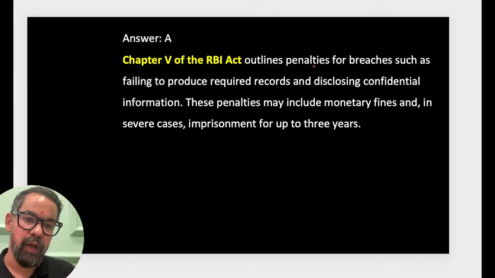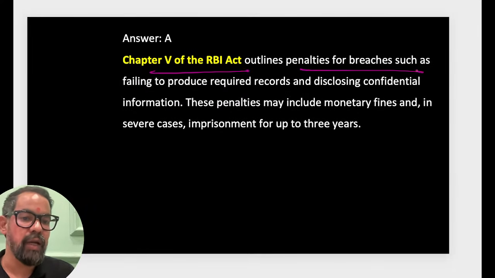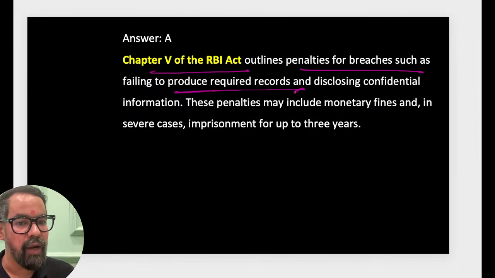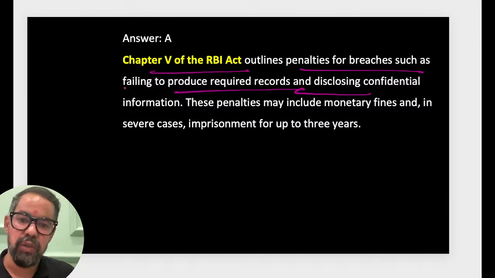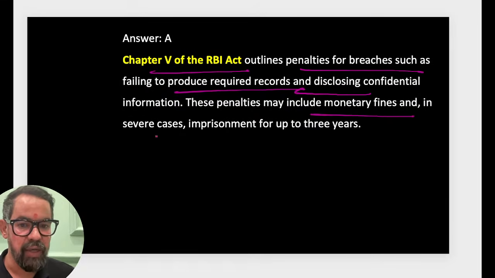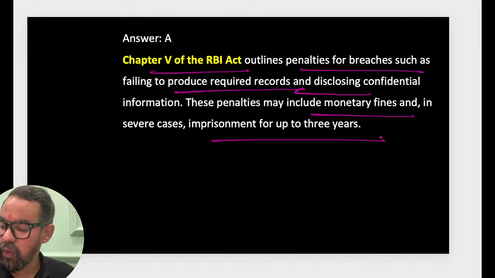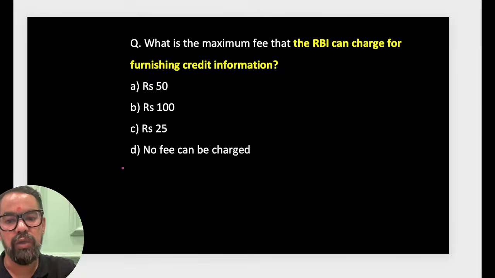So the outline, when it comes to Chapter 5 of the RBI Act, outlines the penalties for breaches such as failing to produce required records and disclosing confidential information. It includes a monetary fine as well as imprisonment up to 3 years. 3 years of jail can be there here. Next one.